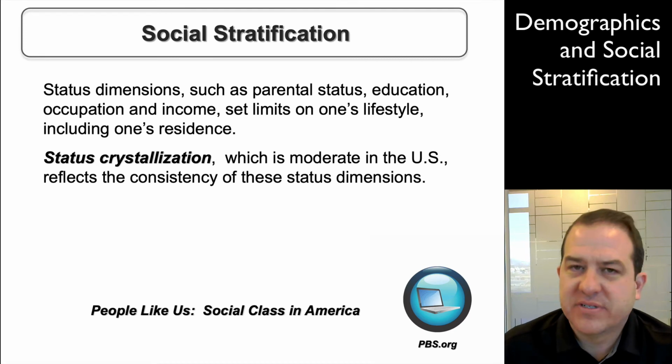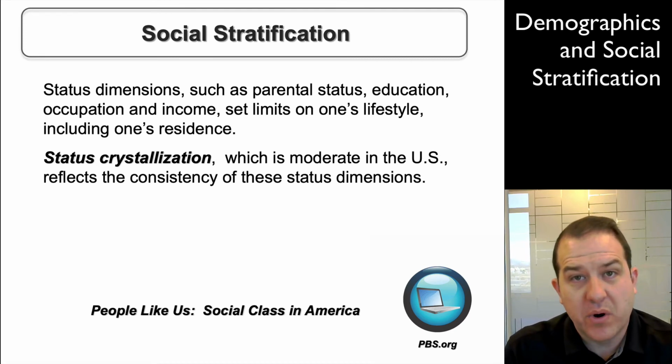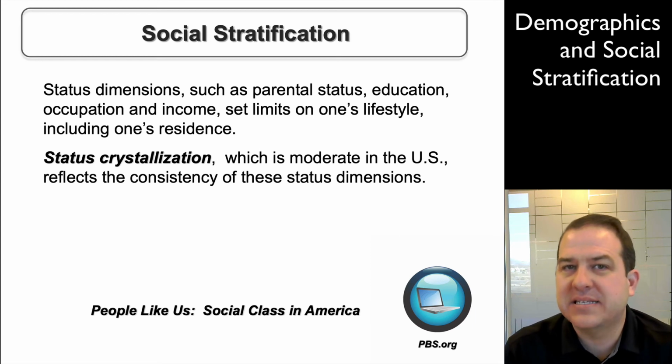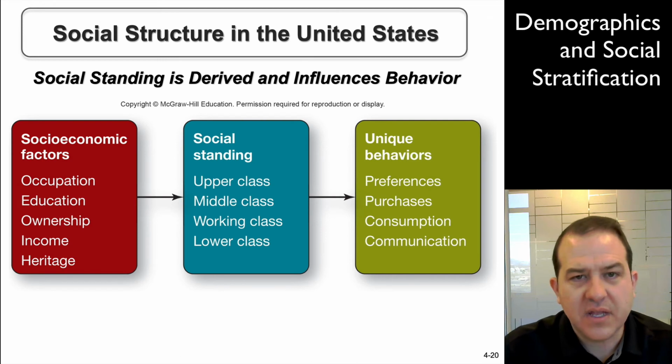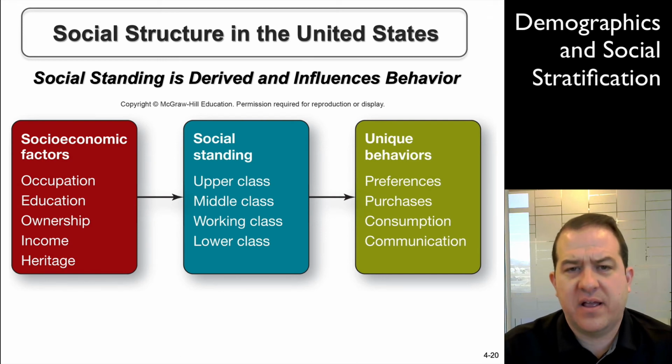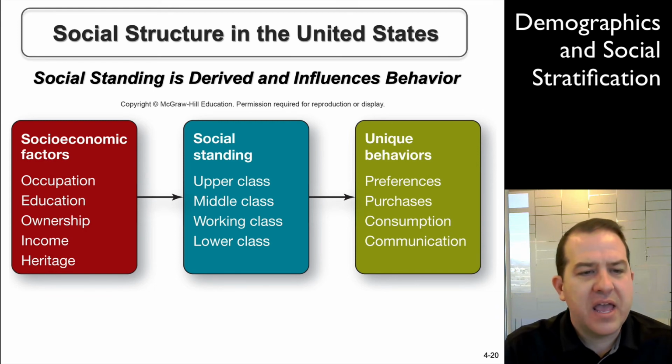So status crystallization, as they call it, which is when you're locked into the group that you were born into, is a lot less in the US than in a lot of other countries around the world. So social standing is derived and influences behavior. And when we talk about that, it's like, okay, what are the occupation, education, ownership, income, and heritage?